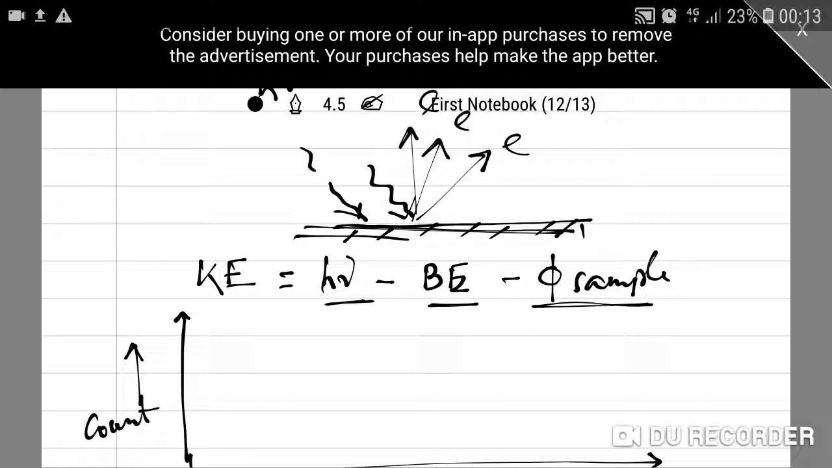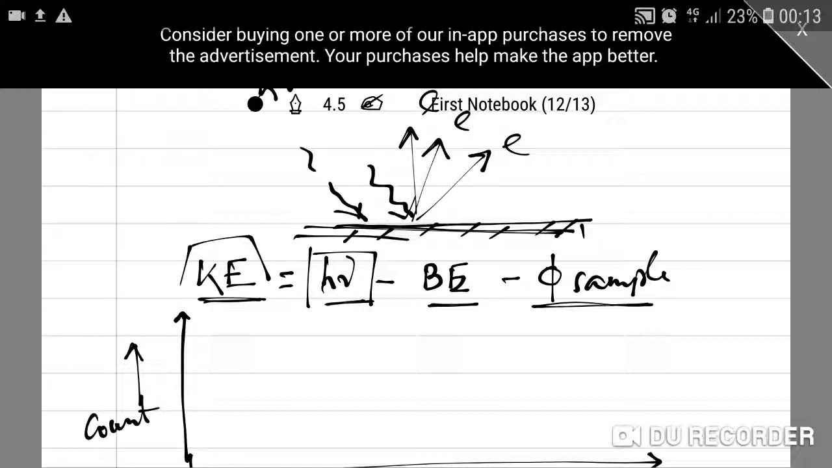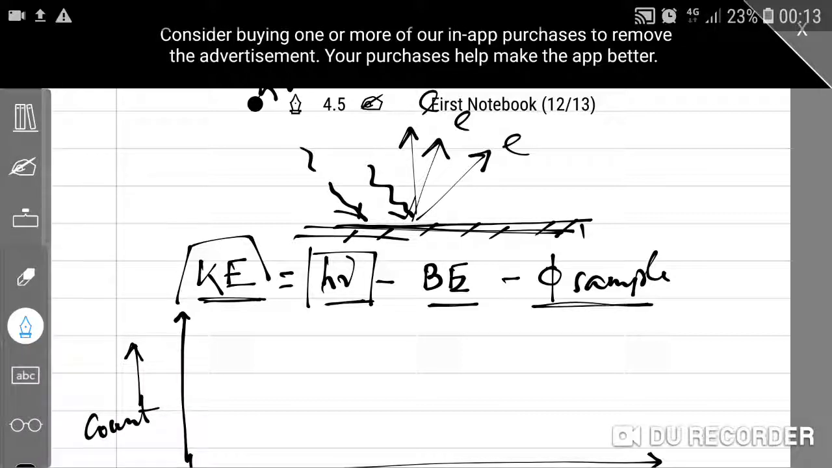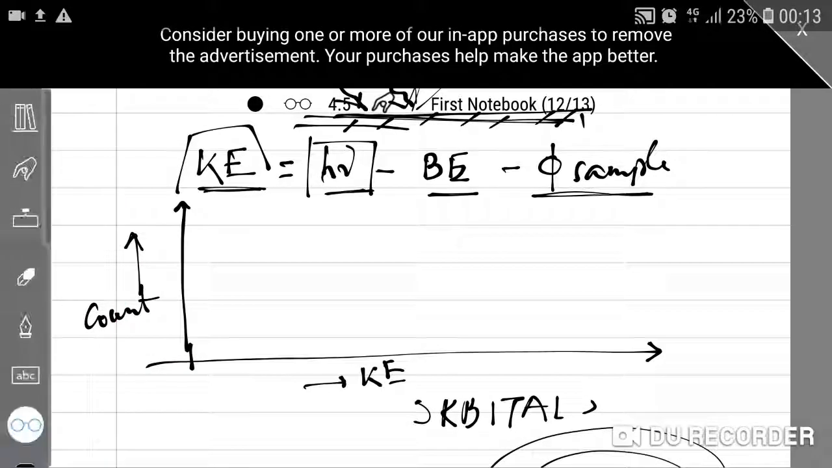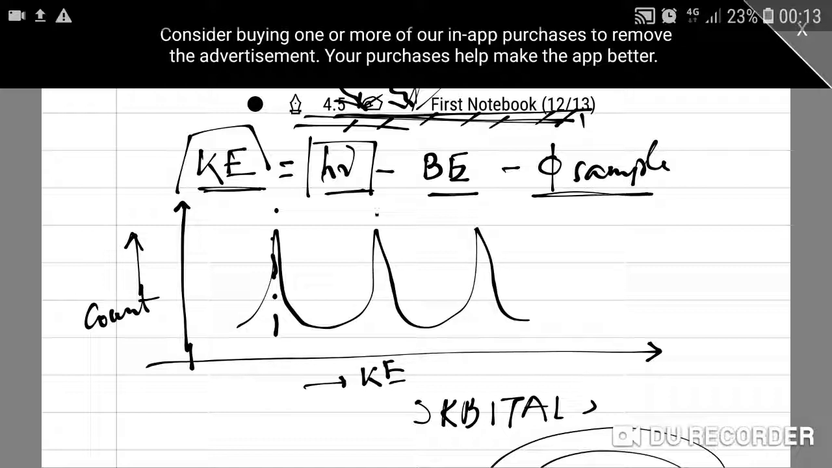So if we can control h nu, or keep h nu constant, then we can get different kinetic energy for different binding energy. Thus, if we can measure the kinetic energy of an electron, then we can have the information of the binding energy of the material. So now if we count the electron number at different kinetic energy, then we will get this type of spectra, where these peaks correspond to different orbitals or energy levels.